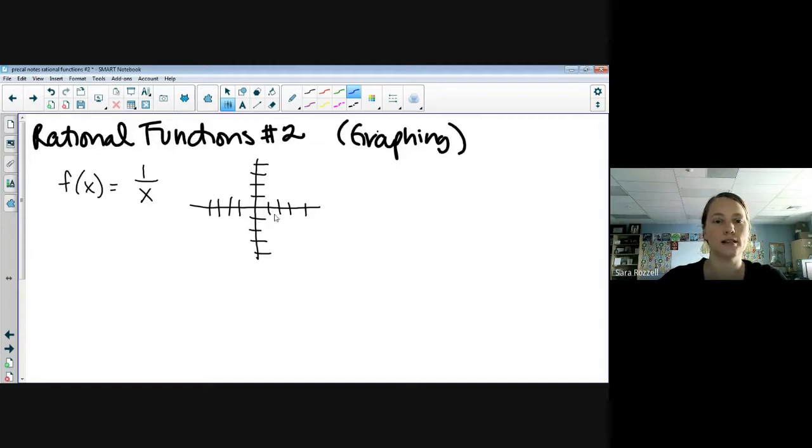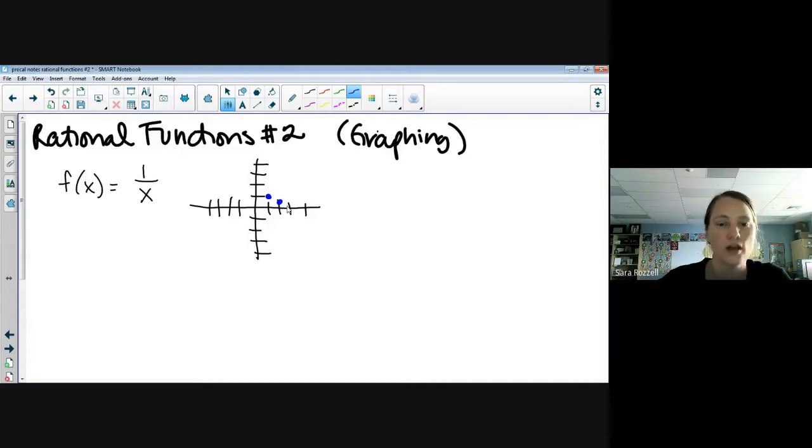So we're just going to plug in some x values and figure out what the y value would need to be if our equation is 1 over x. So let's just start with 1. What is 1 over 1? Y'all can show me with your finger. 1 over 1 is 1. So when x is 1, y is 1. Cool. What's 1 over 2? A half. So when x is 2, y is a half.